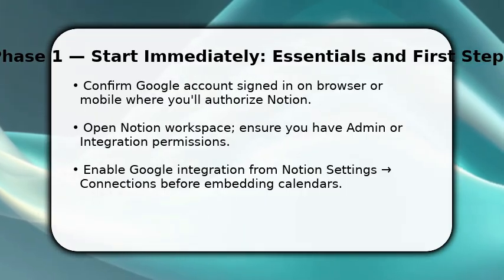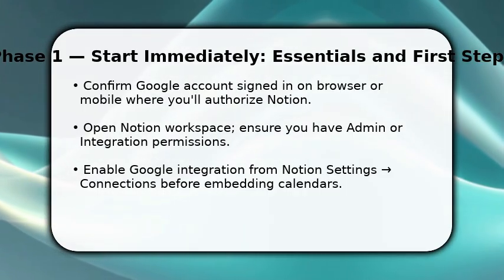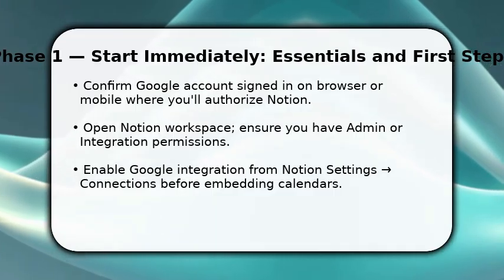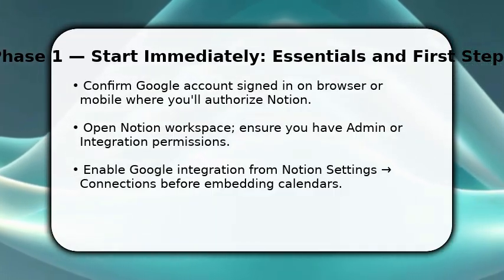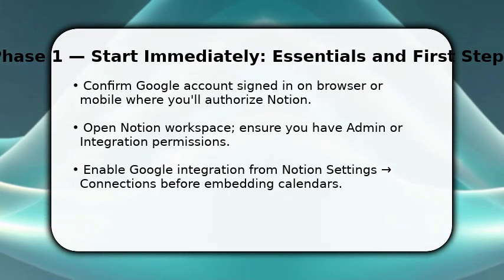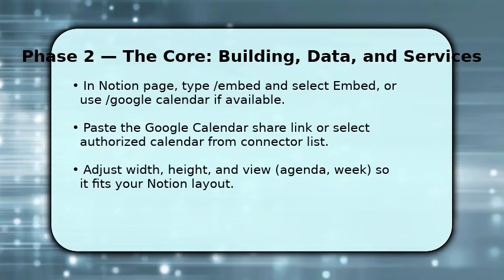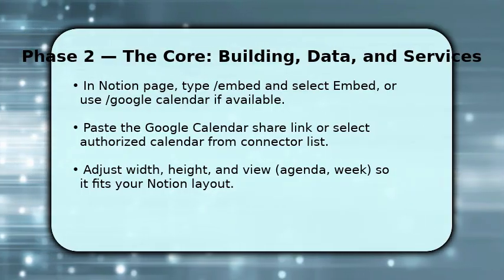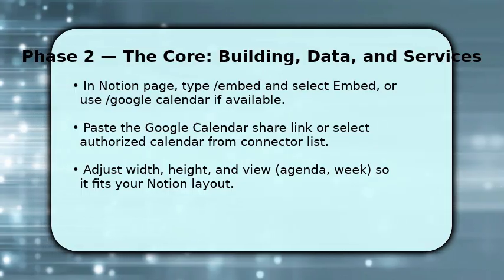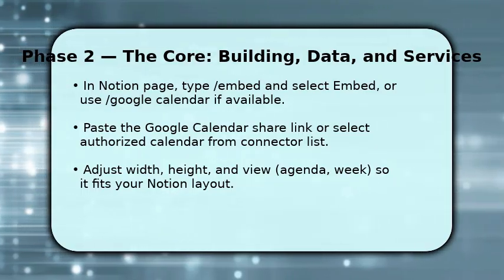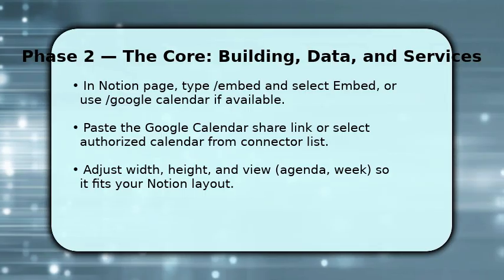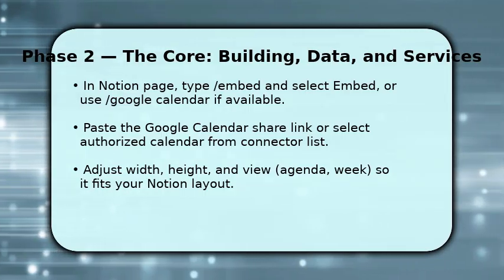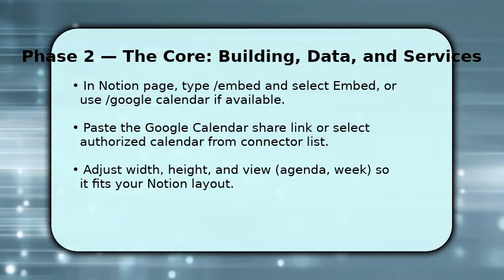Make sure your Google Calendar is set to public or shared with the authorized account, then move to adding the calendar block in your page. Now embed the calendar into a Notion page. Type /embed and pick embed, or use the Google Calendar block if your workspace shows it. Then either paste the calendar's public share link or choose the calendar from the authorized account list. This step links a live view so events update automatically.